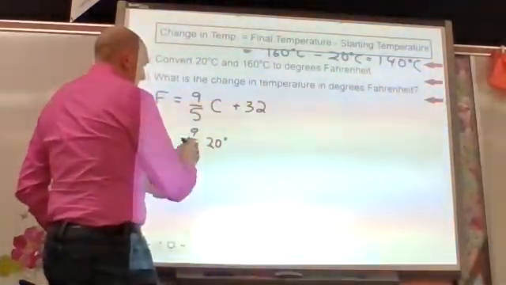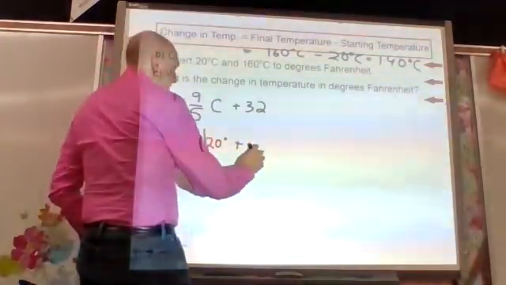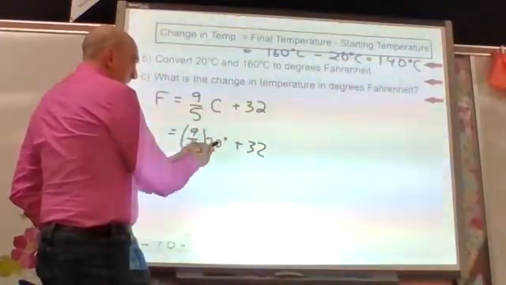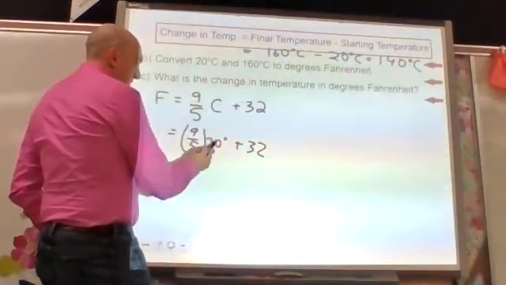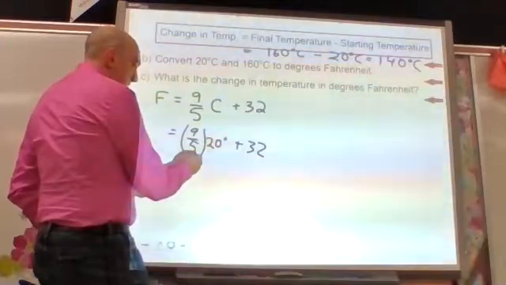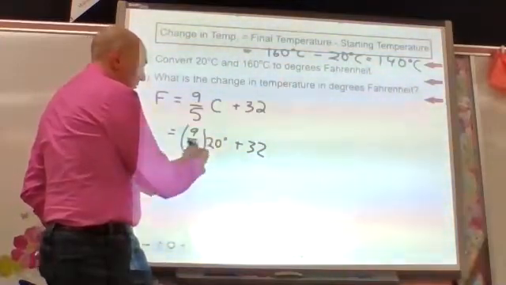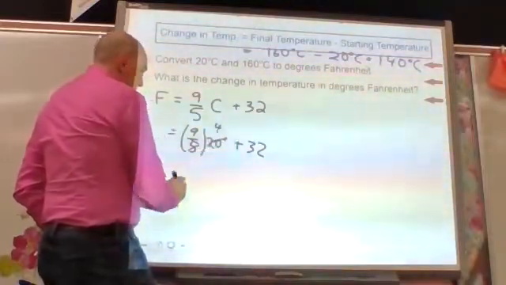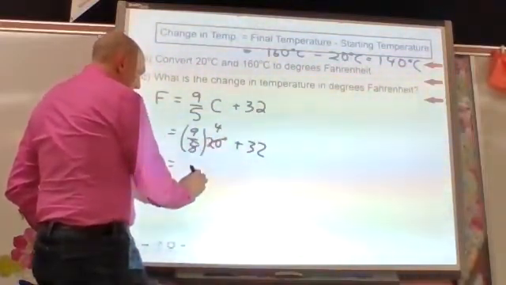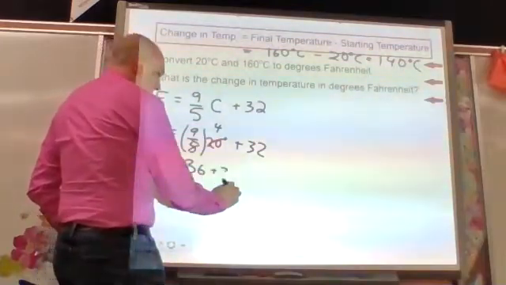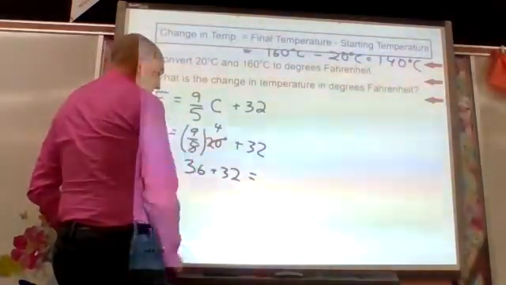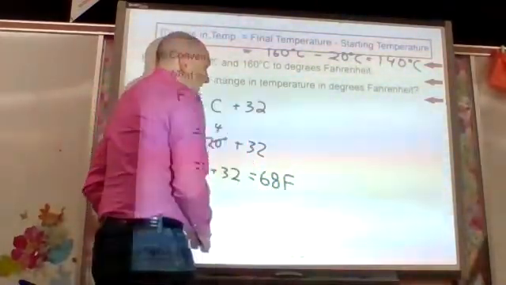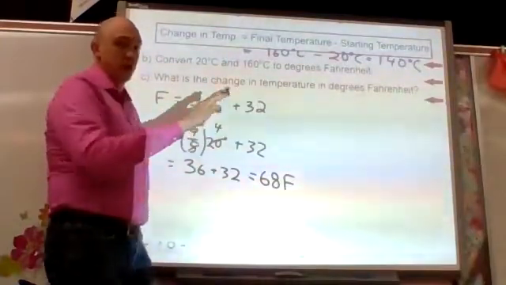9/5 times 20 plus 32. Once again, I can multiply 9 by 20 first, or I can divide 20 by 5 first. That's going to keep my number smaller if I divide 20 by 5 because it goes evenly. 20 divided by 5 is 4. So this is going to be 9 times 4, 36 plus 32 equals 68 Fahrenheit.